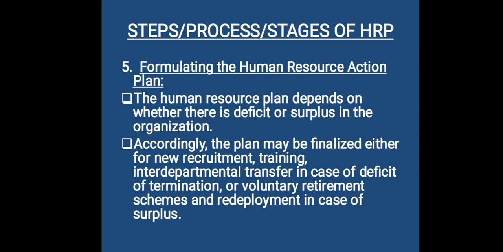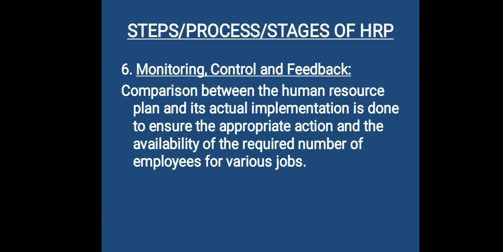So you have to finally make out the action plan, whether you are going to hire or whether you are going to terminate, whether there is surplus or whether there is deficit. So you have to decide it. Then the last one is monitoring, control and feedback. So what is this monitoring? It involves the implementation of the human resource action plan.